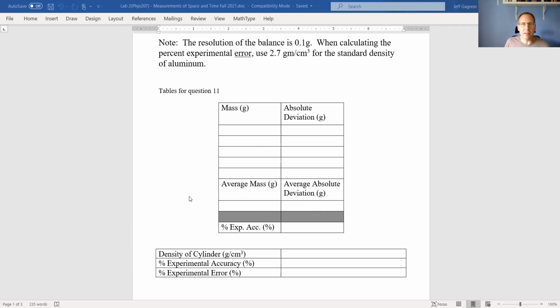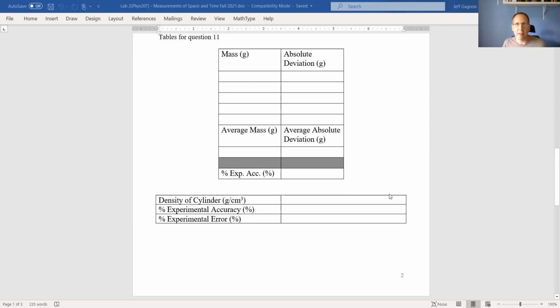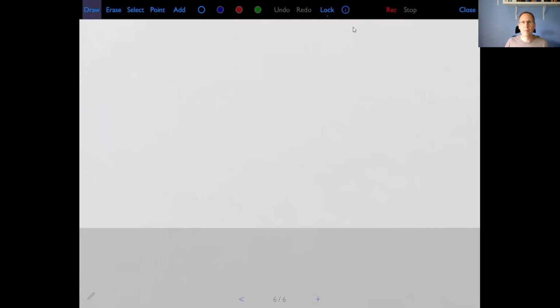Okay, then the rest of question 11 is to calculate finally the density, the accuracy for the density, and the percent experimental error. So filling in this table. So again, let me jump on the iPad to explain this more carefully. Okay, so first thing, we need the formula for density, right? And we know that density is equal to mass divided by volume. So this Greek letter rho here, this is what we're using to represent density.